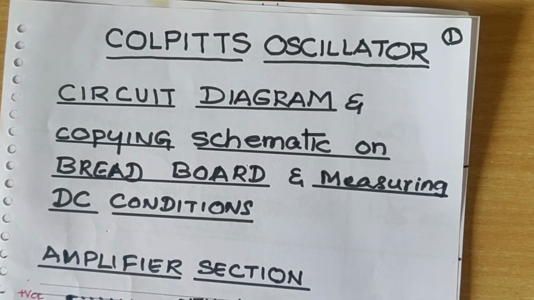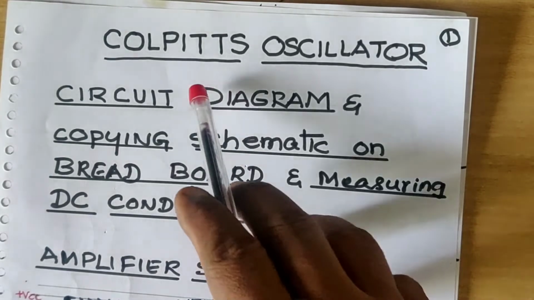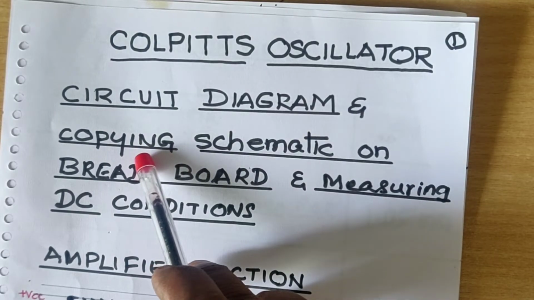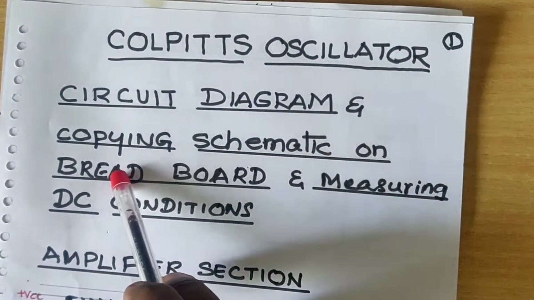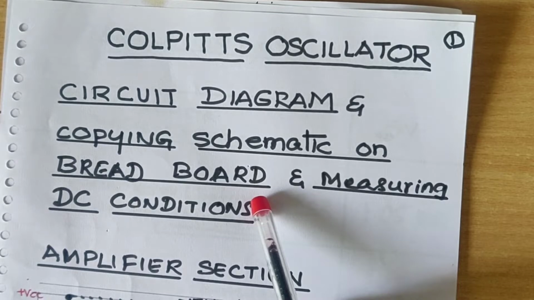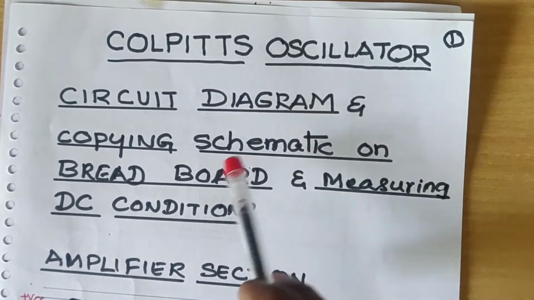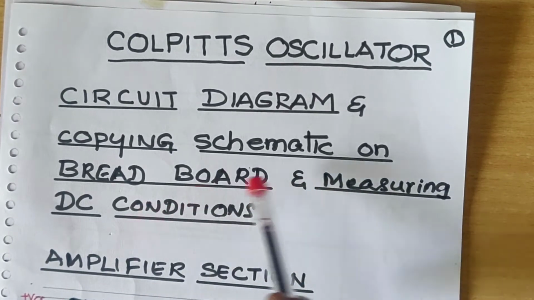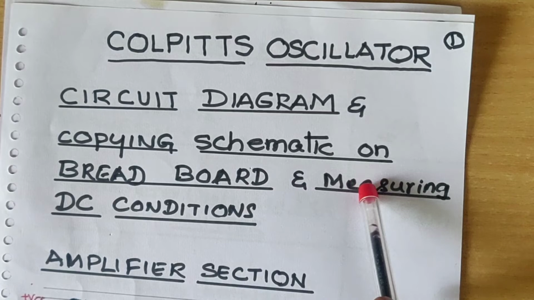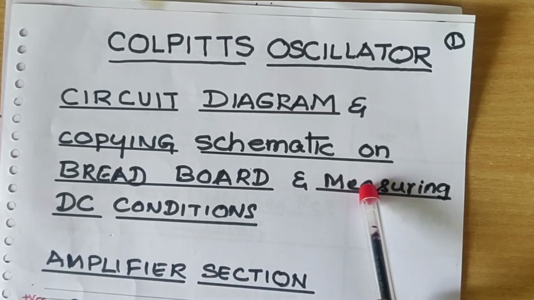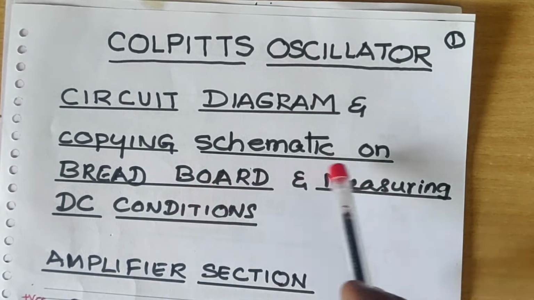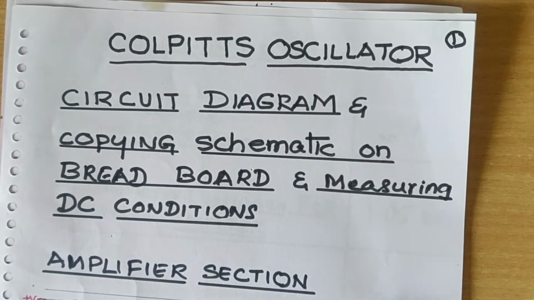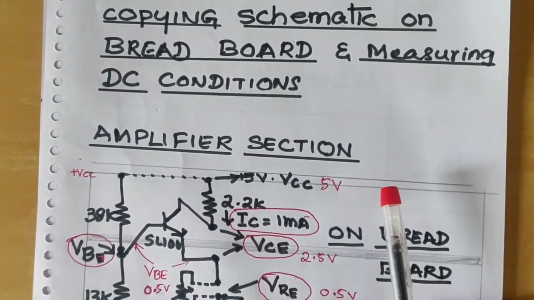As the next part of this experiment on the Colpitts oscillator, we will copy the circuit diagram from the schematic onto a breadboard: how to copy that circuit diagram exactly on the breadboard, and how to measure the DC conditions. This is very important here. We have to maintain the DC conditions in the active region. For that purpose, you can check the design part, and I will explain how exactly we are going to measure and roughly what voltages we have to get here.